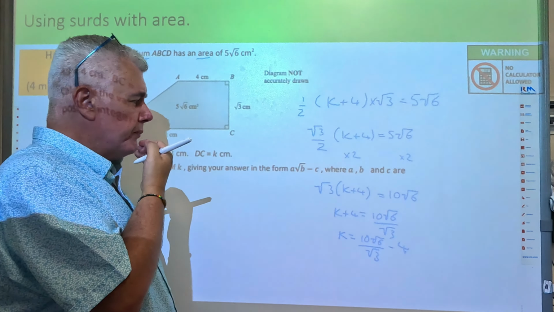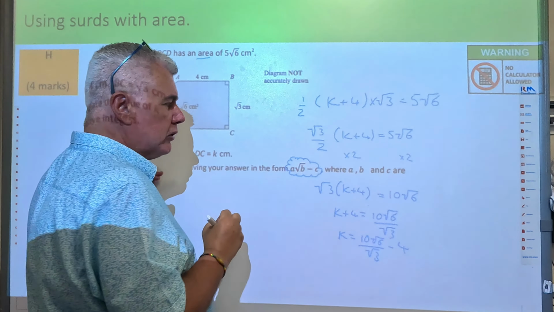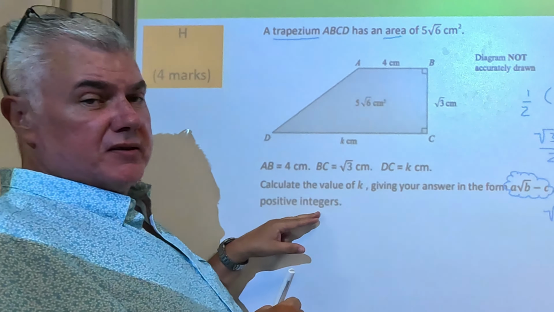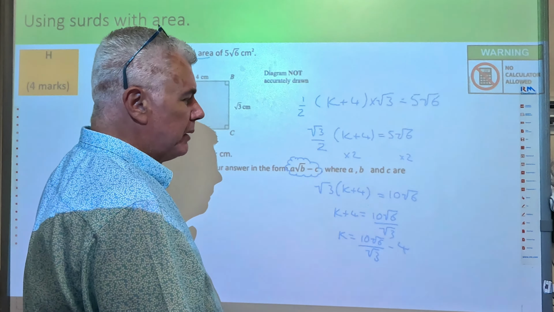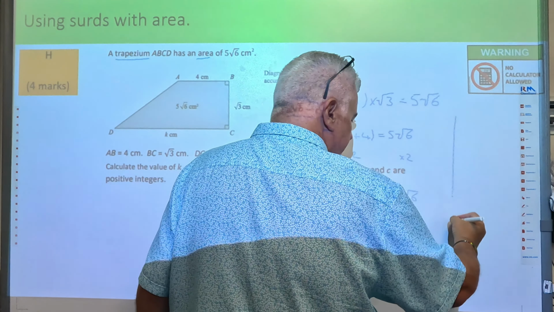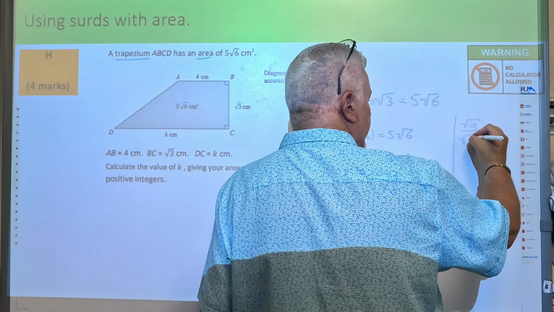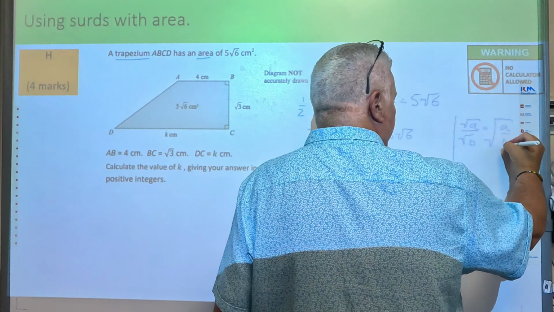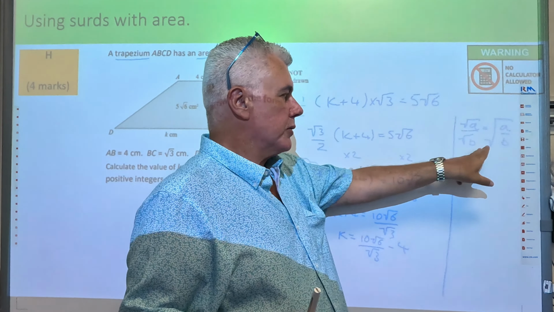So I'm almost done, but it wants it in this format. So when it says in this format, it should look like that with A, B and C being positive whole numbers. So I've just got to manipulate this a little bit. There's a third rule you need to remember, and it looks like this. The root of A divided by the root of B is exactly the same as the root of A divided by B. These are the same, they're interchangeable. I can go this way and I can also go this way.